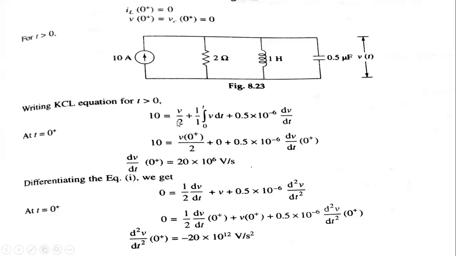So this will become 0 = 1/2 dv/dt + v, which stays as it is, plus 0.5 × 10^-6 d²v/dt². Substitute the value at 0+. At the place of v(0+), substitute 20 × 10^6. So this 6 as well as this 6 go into addition, and the 6 and 6 become 12. So we get d²v/dt² = -20 × 10^12 volt per second square.